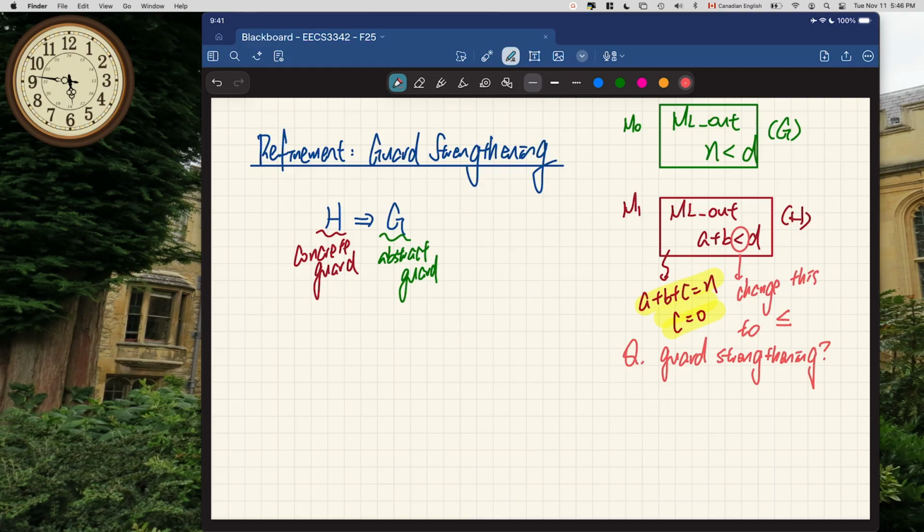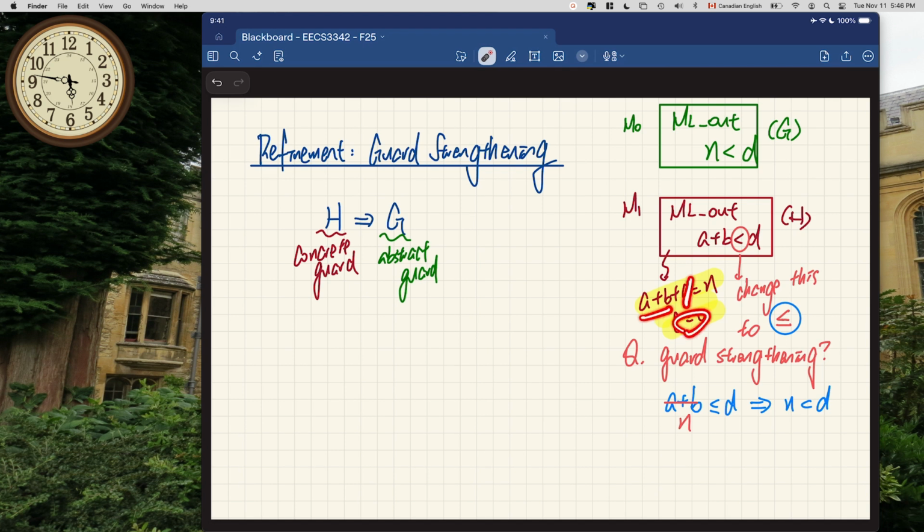To answer that question, you basically want to ask: here you got A plus B less than or equal to D. That's the hypothetical change I proposed. Does that imply N less than D? You can think about it: A plus B is simply equal to N. You can see C equals 0 cancels out, A plus B equals N. So I can replace A plus B just by N. I'm doing the replacement already. So I'm really asking: does N less than or equal to D imply N less than D? Not really. You can see that obviously.